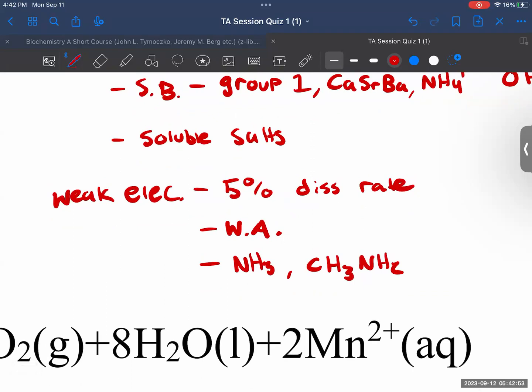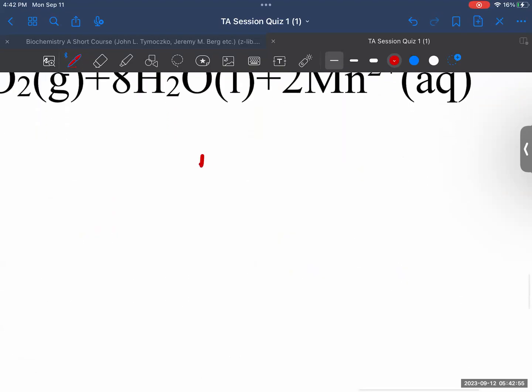The last category is non-electrolytes, which have a 0% dissociation rate. This is something that's not going to dissociate in water. It can range from glucose. Glucose does not dissociate in water. It's just a sugar. It'll dissolve, but it's not going to dissociate. That's what we're talking about when we talk about electrolytes.